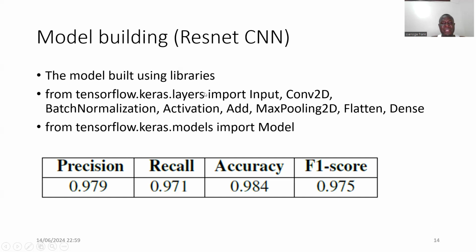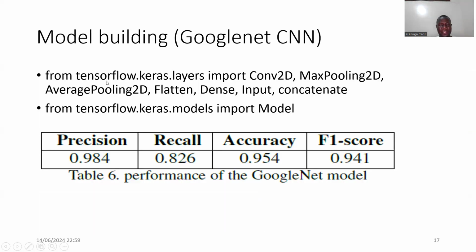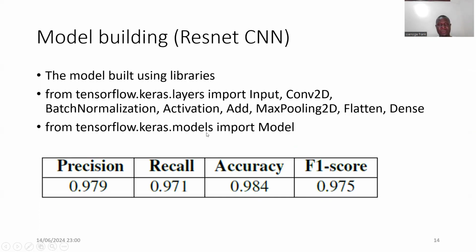The libraries which I used are TensorFlow. This is the area under the curve of the ResNet. This is the confusion matrix of the ResNet neural network. GoogleNet, I think this one performed well, but it had a low value of recall, but the ResNet performed well.